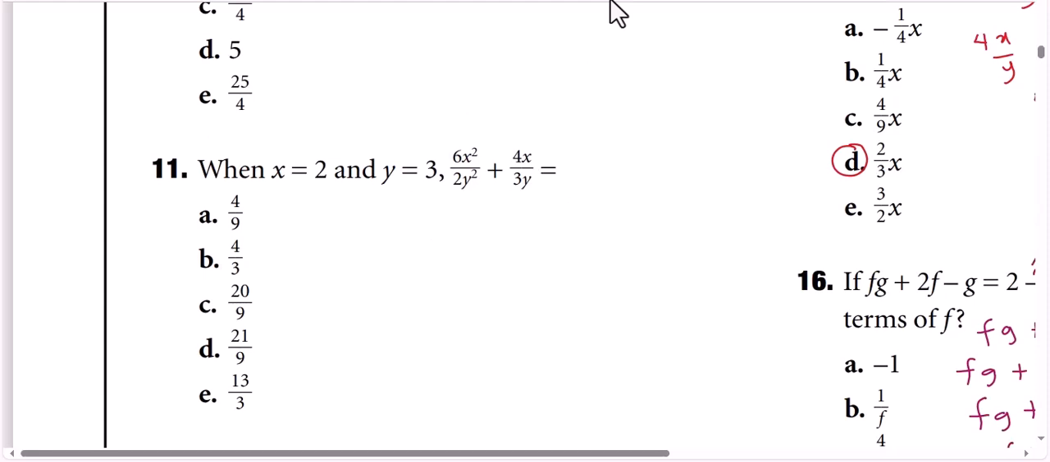So question 11, x is 2 and y is 3, so y is equal to 3. So what we have to do is substitute, plug in these values. So we have 6 times 2 raised to the power 2 all over 2 times y, which is 3 raised to the power 2, plus 4 times x, which is 2, all over 3 times y, which is 3. So we can see the values here.